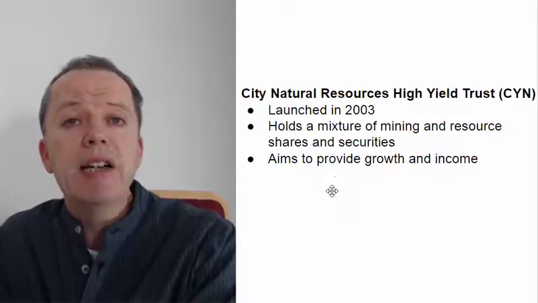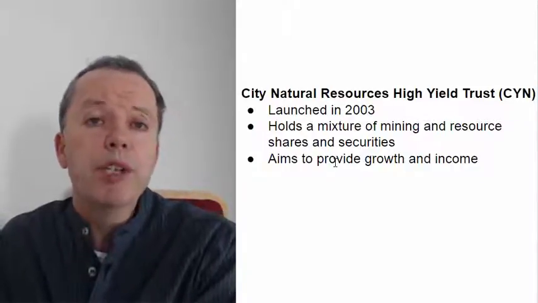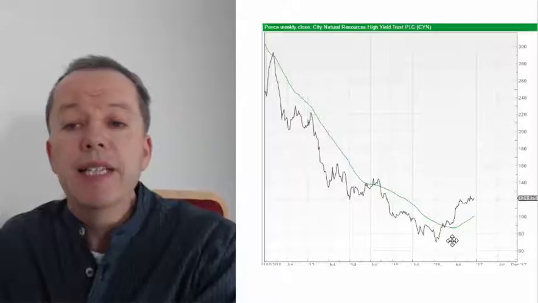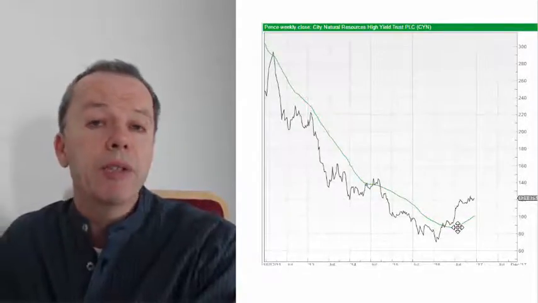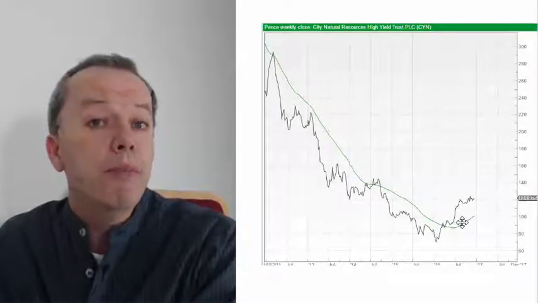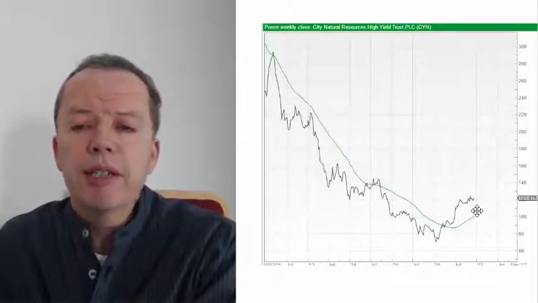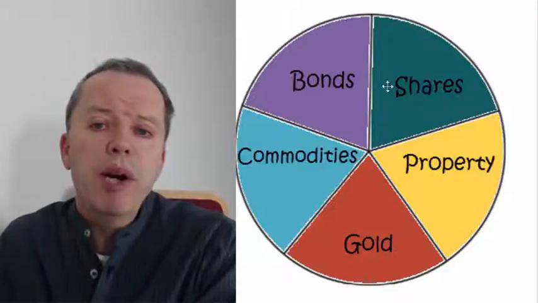Commodities is the next slice, and I use the City Natural Resources High Yield Trust for exposure to commodities, and this is the price of CNE. It's gone up a little bit this week, which is just fine. Commodities have done very well in 2016, so I'm remaining exposed to commodities, so nothing that I need to do with this slice. The last slice of the pie is bonds.